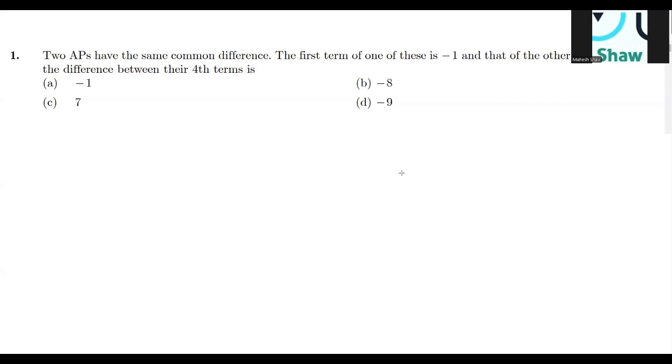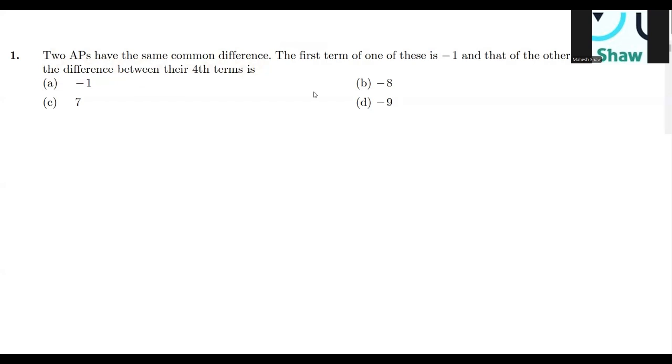In this video, I'm going to do some 20 MCQ questions from mathematics class 10th. The first question says two APs have the same common difference. That is, d is the same here. The first term of the first AP is -1, and for the other, the first term is -8. We have to find the difference between their fourth terms.